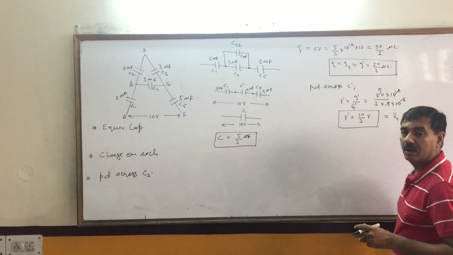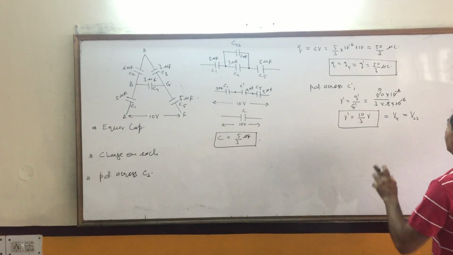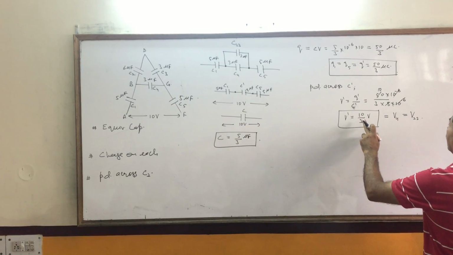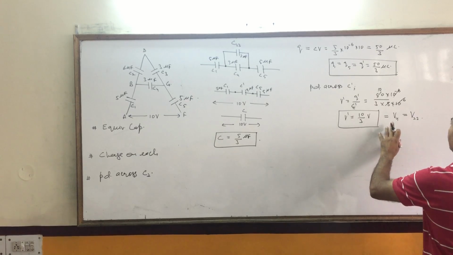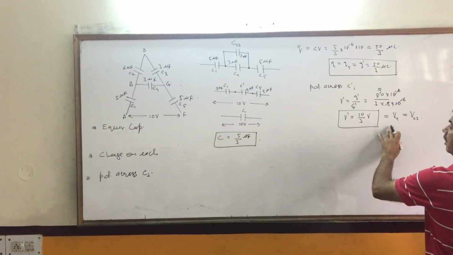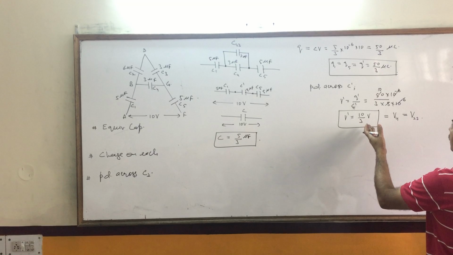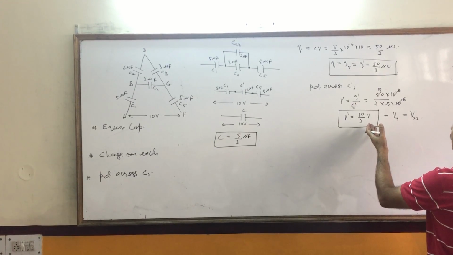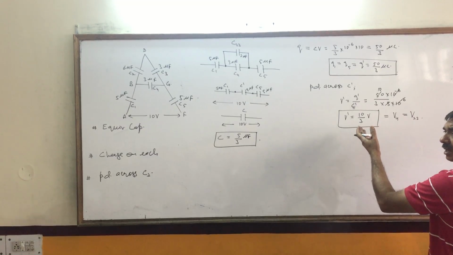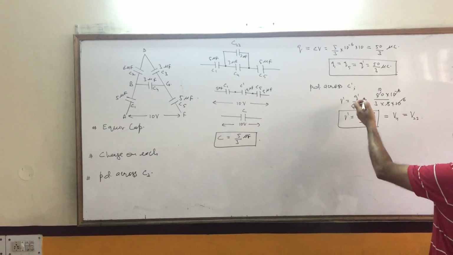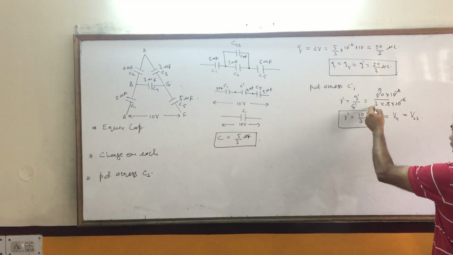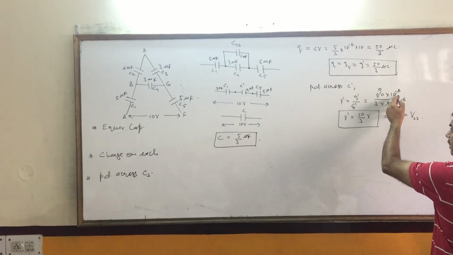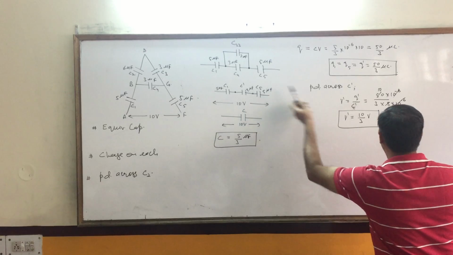C dash is 5 by 3, right? Sorry, by 3, so 5 by 3. And C dash, okay, 10 by 3 is the potential. Q dash is 50 by 3 into 10 to the power minus 6. C dash is 5 into 10 to the power minus 6.